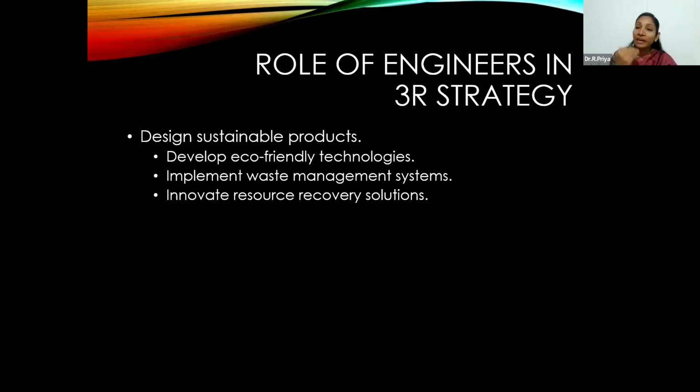This means creating products that use fewer materials, last longer, are easy to repair, and can be reused or recycled at the end of their life cycle. For example, designing modular electronics, lightweight vehicles, and recyclable packaging helps reduce waste and resource consumption.